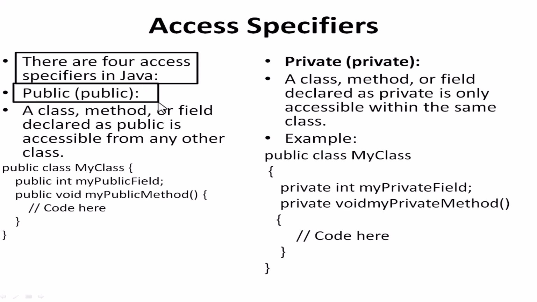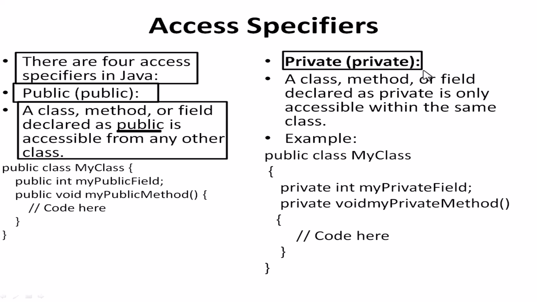First one is public. If you are going to declare a particular class, method or a field as public, it is accessible from any other class. If you declare a particular class, method or field as private, it is only accessible within the same class. It is not accessible outside.